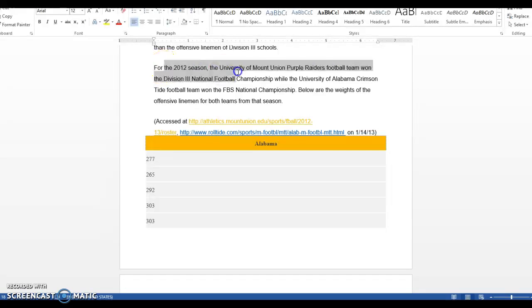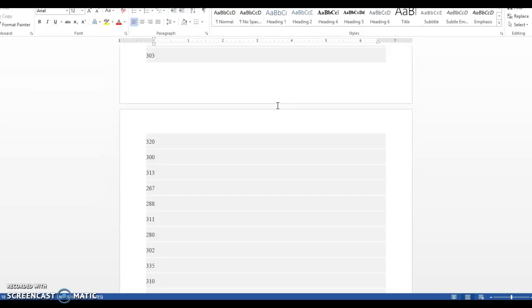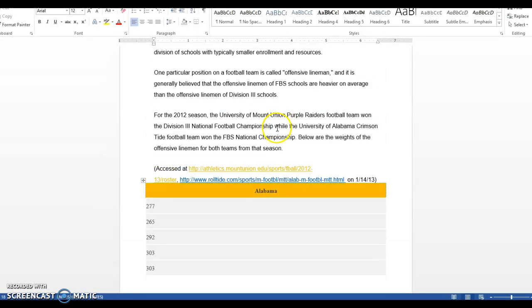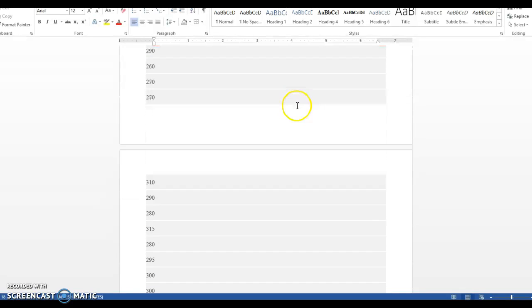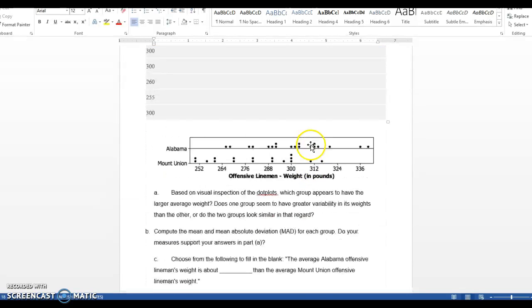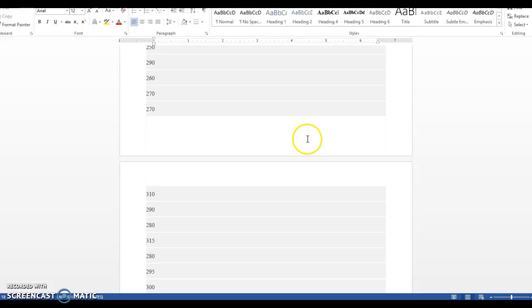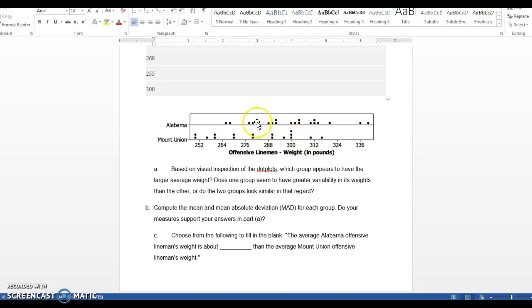So from the 2012 season, they collected this data, showing, I believe, the weights. Yes, the weights of the different linemen in pounds. And of course, there's a significant difference in the number of linemen from Alabama to Mount Union.